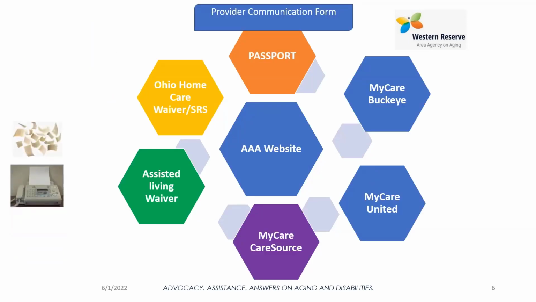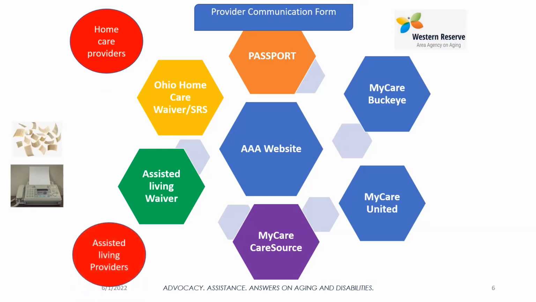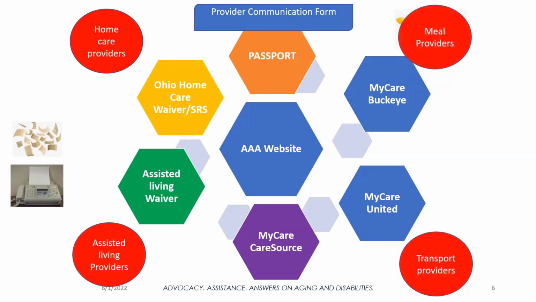We will be doing away with electronic and paper form submissions, and all of our providers, including home health, personal care service, homemaker, assisted living providers, transportation providers, home delivered meal providers, will all be able to access a direct communication form linked to our Area Agency on Aging website and communicate directly with the waiver service coordinators and care managers.